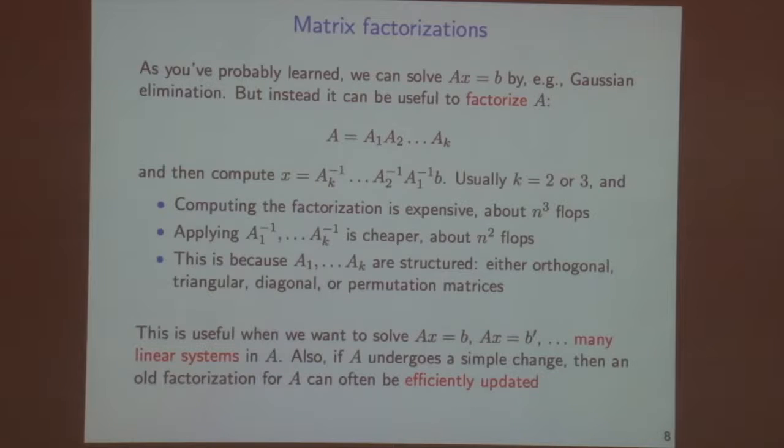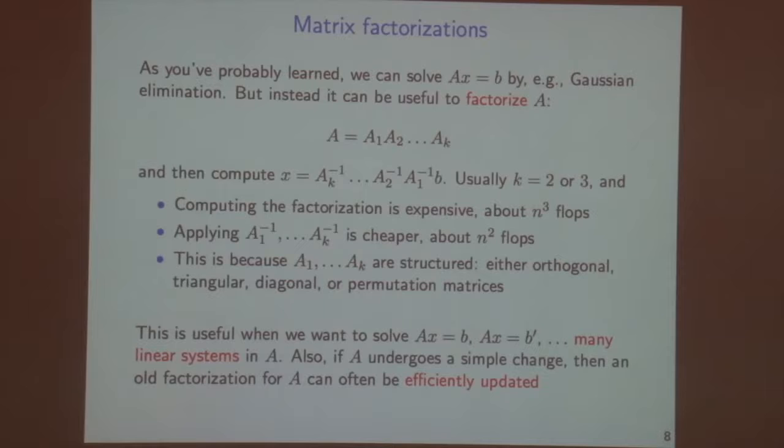The biggest reason is that by factorizing, we often can solve many linear systems in A where the right-hand side changes in a way that's much cheaper than having to perform separate linear system solves. By factorizing a matrix A, we mean that we're going to express it as a product of simpler matrices, k of them. So A we're going to express as a product of A1 through AK. And usually these A's are simpler, so they're orthogonal, triangular, diagonal, or permutation matrices. Those are the kind of ones that we want to end up with.